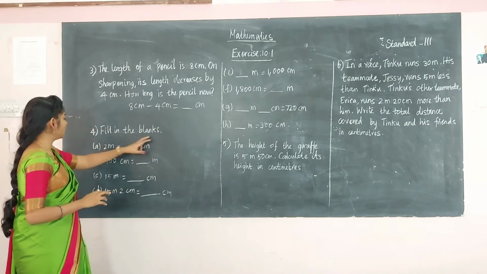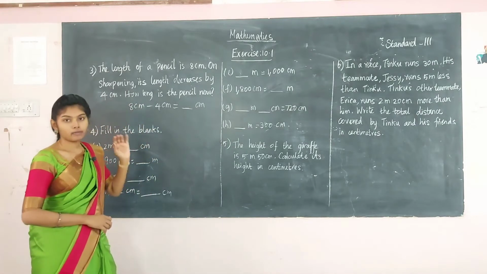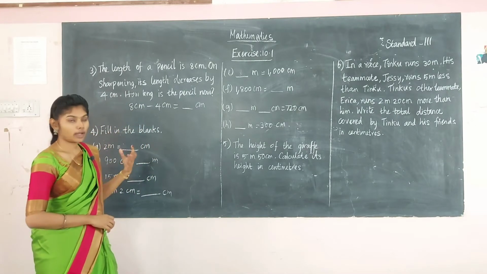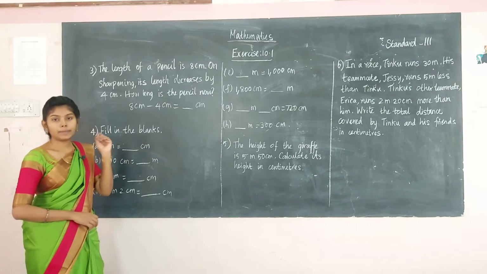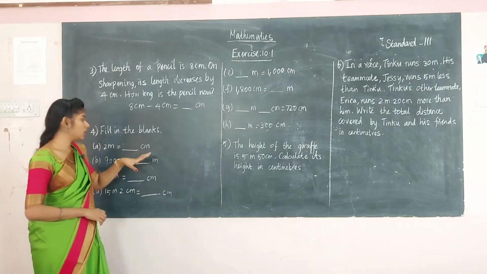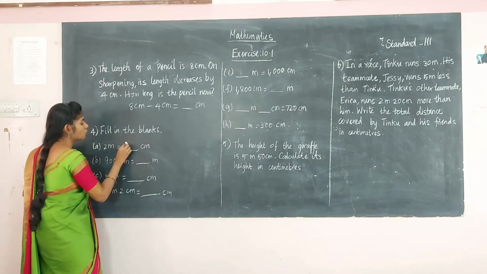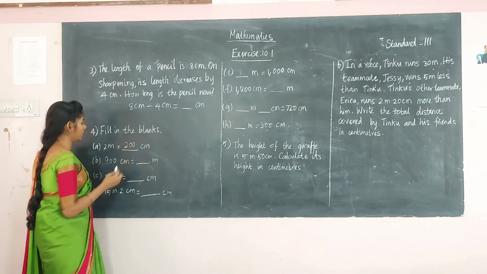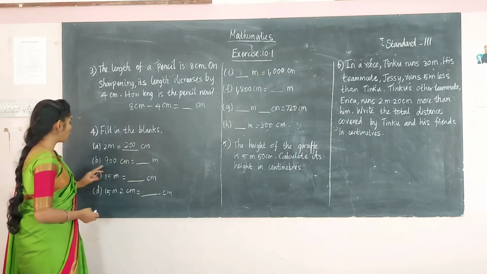So the next one, fill in the blanks. Here a few problems are given for you. Some questions I will answer and the remaining you are going to answer. So first see 2 meter. You all know 1 meter is equal to 100 centimeter. In the same way, here 2 meter is given. So the answer is 200 centimeter. And here 900 centimeter, you are going to do this as your homework problem.